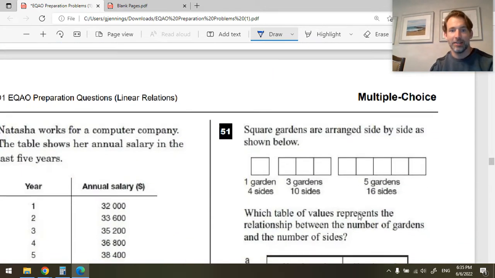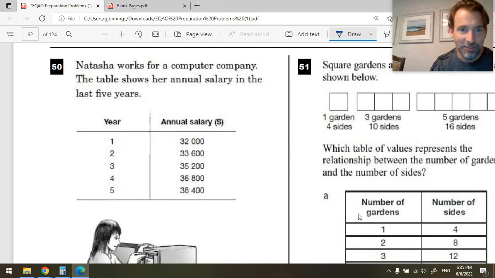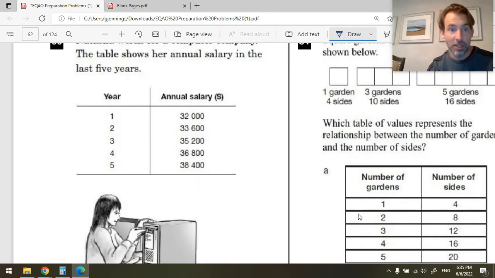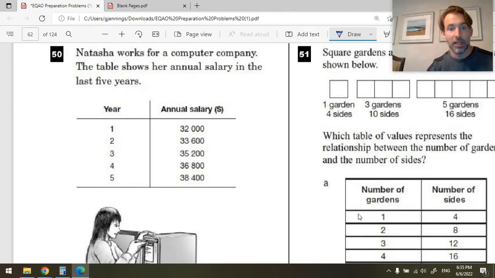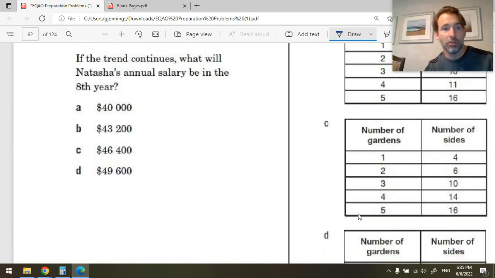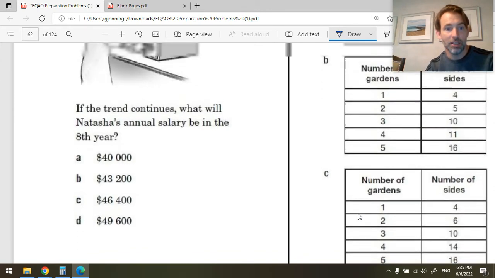All right, let's keep going. 50. Natasha works for a computer company. We're going to really increase the speed now, so feel free to ask me questions. The table shows her annual salary in the last 5 years. Good for you, Natasha. Your salary goes up as your years go up. As this gets bigger, this gets bigger, so I know your salary is growing. If the trend continues, what will be Natasha's annual salary in the 8th year?